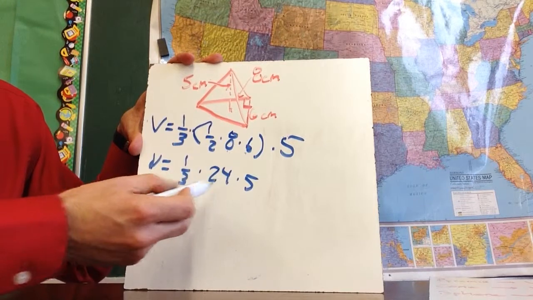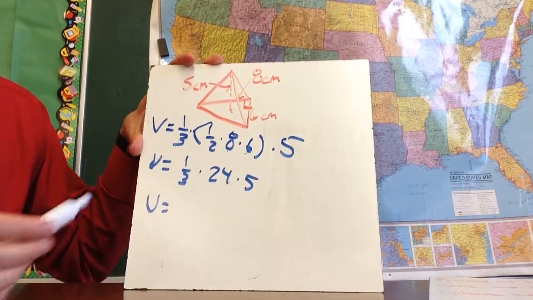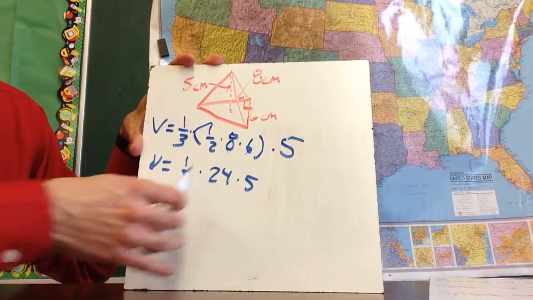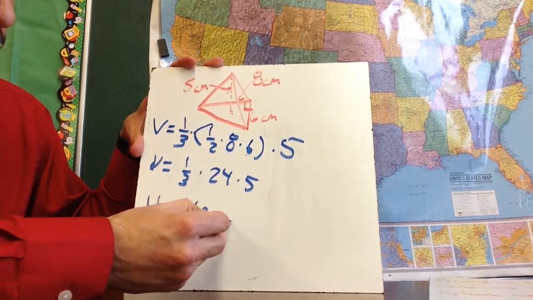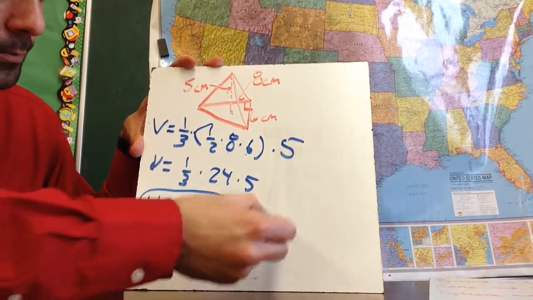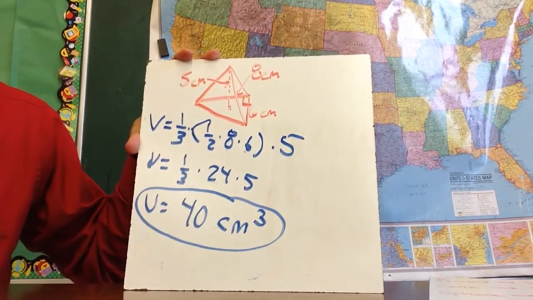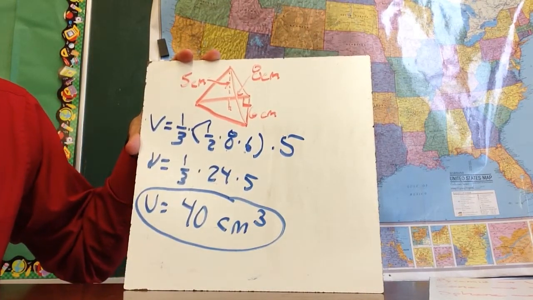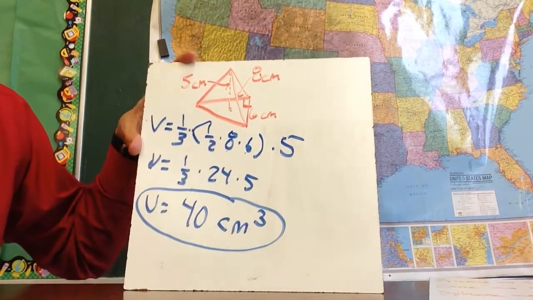Volume equals 1/3 of 24 is 8, right? Depending on how you want to do this, you could multiply these two together and then divide by 3, but either way you should end up getting 40 cubic centimeters. So make sure we're talking about volume. So I got 40 cubic centimeters volume of this pyramid. Remember, I'm going 1/3 times the area of the base times the height.